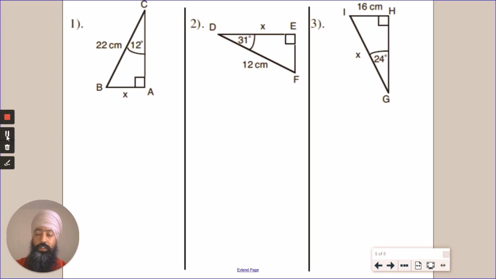Right, okay, so let's give this a go. I've got 3 questions on the board. Let's try 2 questions and then I'll give you a chance to work out the last question yourself.